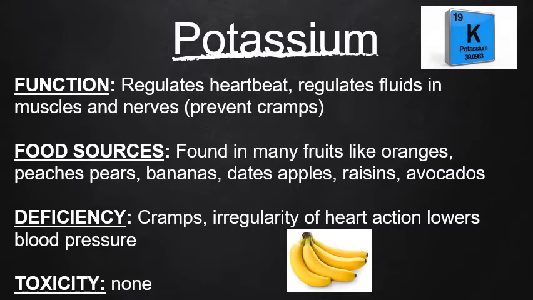Potassium is also a very important mineral. It helps regulate the heartbeat and regulates fluid in the muscle and nerves to prevent cramping. Potassium is very important for athletes, okay? The food sources of potassium can be found in fruits like oranges, peaches, pears, bananas, dates, apples, raisins, and avocados.